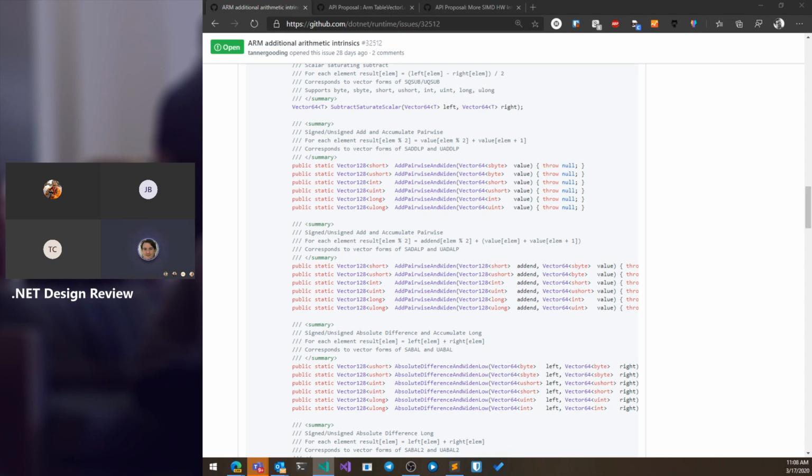Actually, Tamar, is this one operating on vector 128 because of the widen operation? Oh no, I guess it is. I just missed that part of the spec.